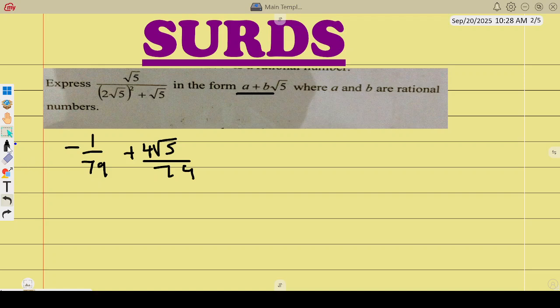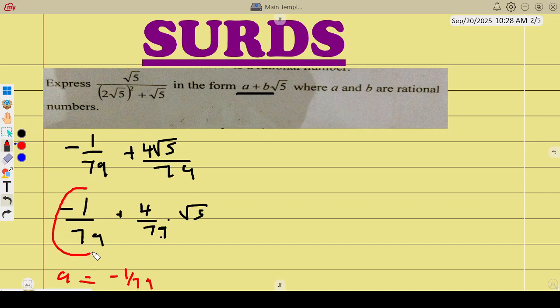By the way, it should look like this: negative 1 over 79 plus 4 over 79, and we have a root 5 here. Now when you just multiply, you know that it will come on top. So therefore our A is negative 1 over 79. This is A.